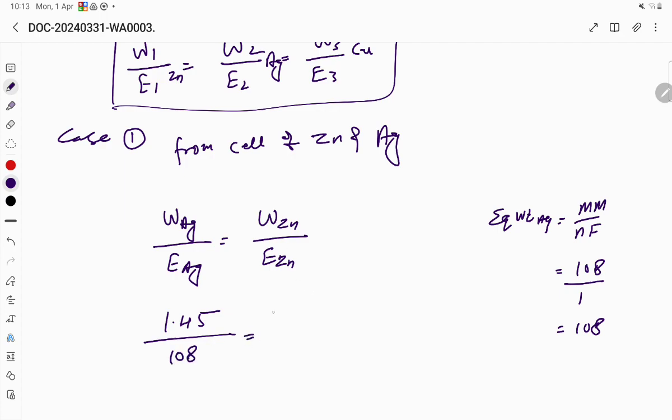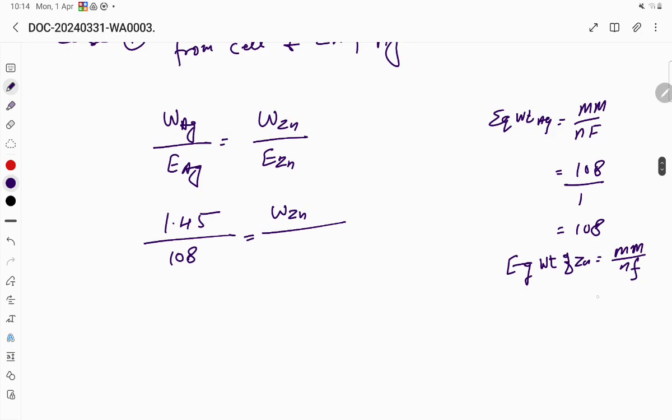This side is WZn, which we have to calculate. EZn is the equivalent weight of Zn, which is molecular mass upon N factor. ZnSO4 is there, so the valency factor is 2. Zinc molecular mass is 65.5 upon 2, so it is going to be 32.65. So here we are mentioning 32.65.